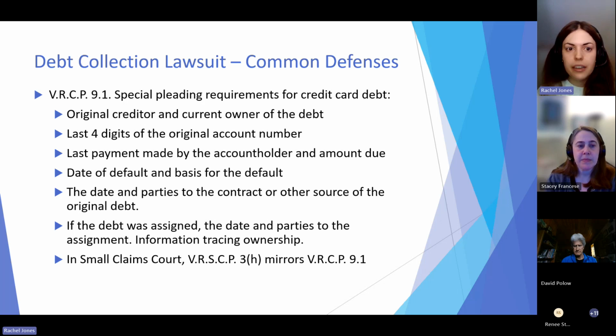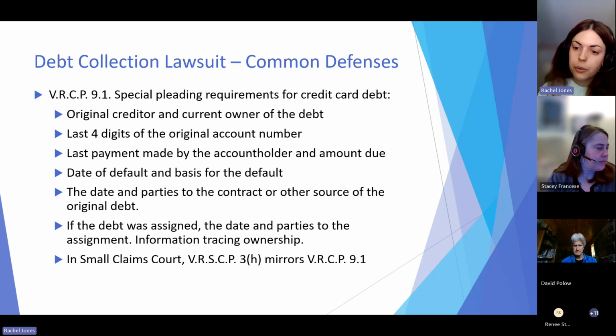They have to include the last four digits of the account number to show that they have proof of this debt. They have to allege the last payment date, the date of default, and the basis of default, the dates and parties. So when the contract was allegedly made, they must include that in the complaint as well. Oftentimes, they will also attach billing statements or statements showing the chain of ownership to the complaint. But the rules just say that they have to include this information at some point in the complaint.